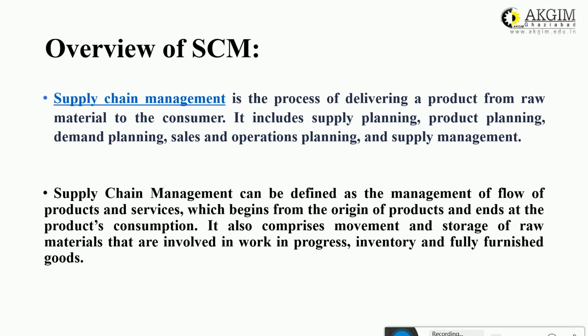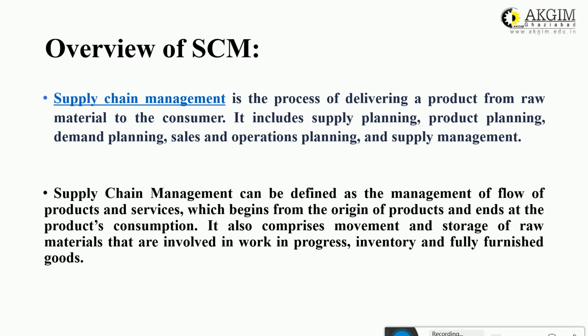So let me start with supply chain management as a process. It's a process of delivering a product from raw material to the consumer. It includes supply planning, product planning, demand planning, sales operations planning, and supply management. The main objective of supply chain is to monitor and regulate the production, distribution, and shipment of products and services. This can be done by companies with a very tight hold over internal inventories, like production, distribution, and internal production and sales.